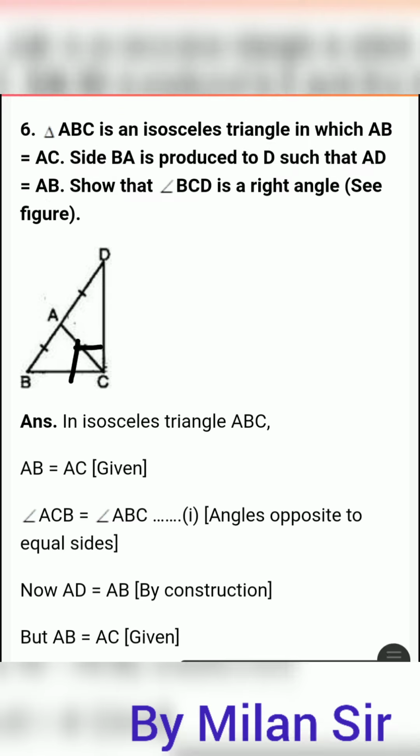BCD, that means this angle is 90 degree, that we need to prove here. Okay, we need to prove here triangle BCD is an isosceles triangle. So here we need to prove this angle is 90 degree. Okay, this angle is 90 degree, that we need to prove.